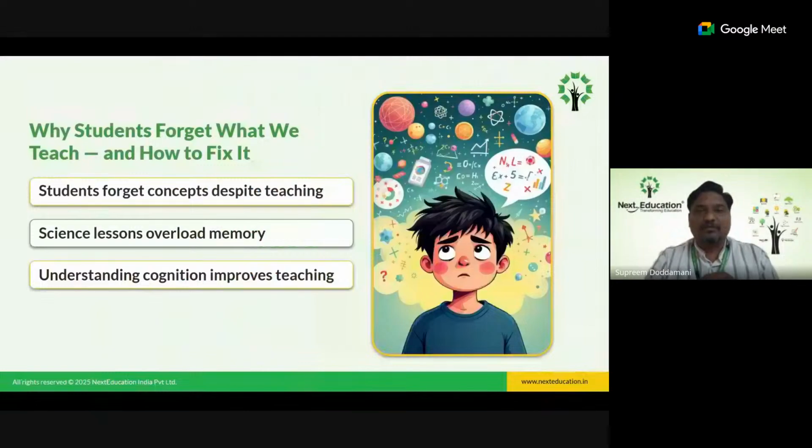So the first thing is why students forget what we teach and how to fix it, right? Some of the teachers will be thinking, I have taught very well, but still the students are not able to remember things. So here are the reasons why. Students forget concepts despite teaching, and science lessons overload memory. Understanding cognition improves teaching. Okay.